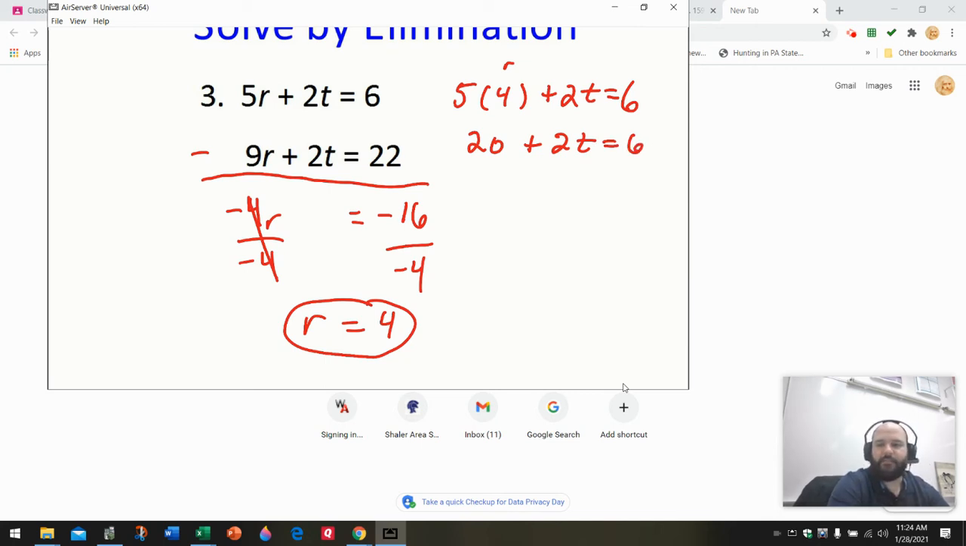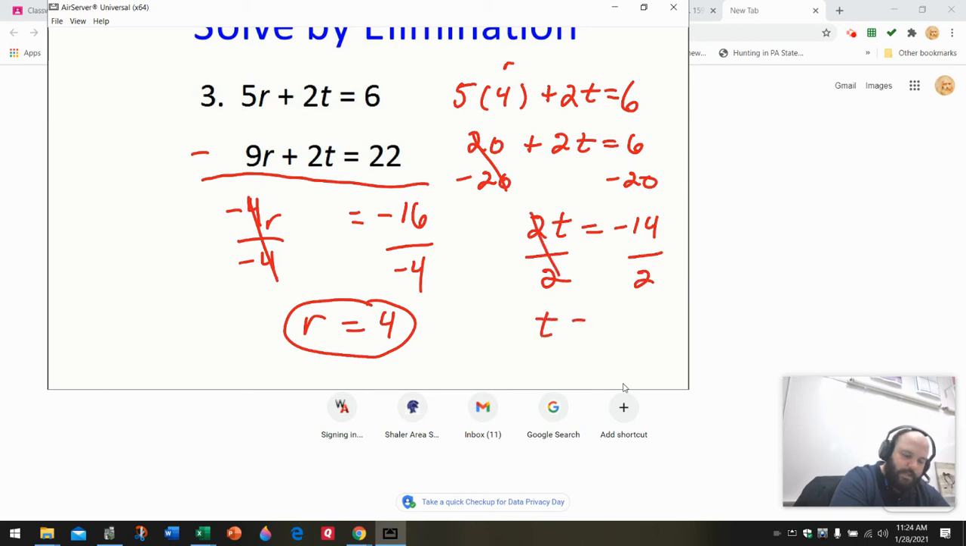And now this is like every other equation you've solved. It's a two-step equation, and we will subtract 20, and we'll get 2t equals -14. And lastly, we'll divide by 2, and we'll get t is equal to -7.